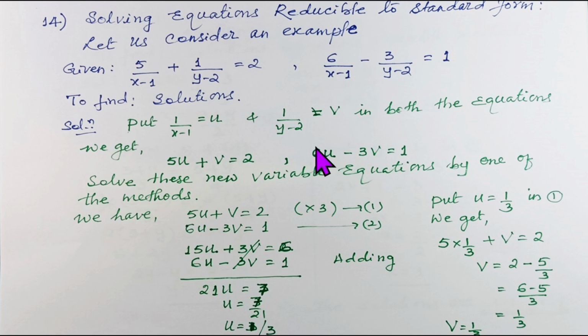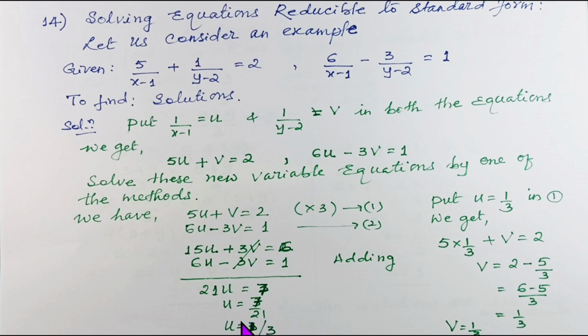Now I have to solve these two equations in the new variables. I'll go for elimination by equating the coefficients. I take 5u plus v equal to 2 and 6u minus 3v equal to 1. I have to make the coefficient of v the same, therefore I multiply the first equation by 3. So 3 into 5 is 15u plus 3v equal to 6. Now add them, 3v cancels, we get 21u equal to 7, so u is equal to 7 by 21, or u is equal to 1 by 3.